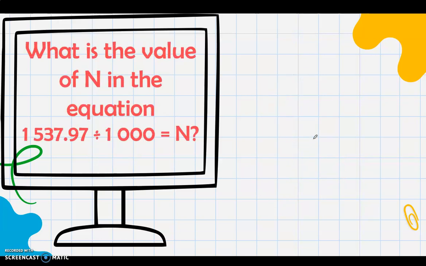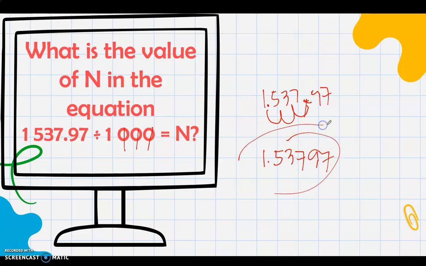Next, what is the value of n in the equation 1537.95 divided by 1000? So still the same. You're going to move the decimal point of the dividend. How many moves? We have 1, 2, 3 moves since there are 3 zeros. So we have 1537.95. Move 3 places. 1, 2, 3. So the decimal point is not here. It's already here in between 1 and 5.